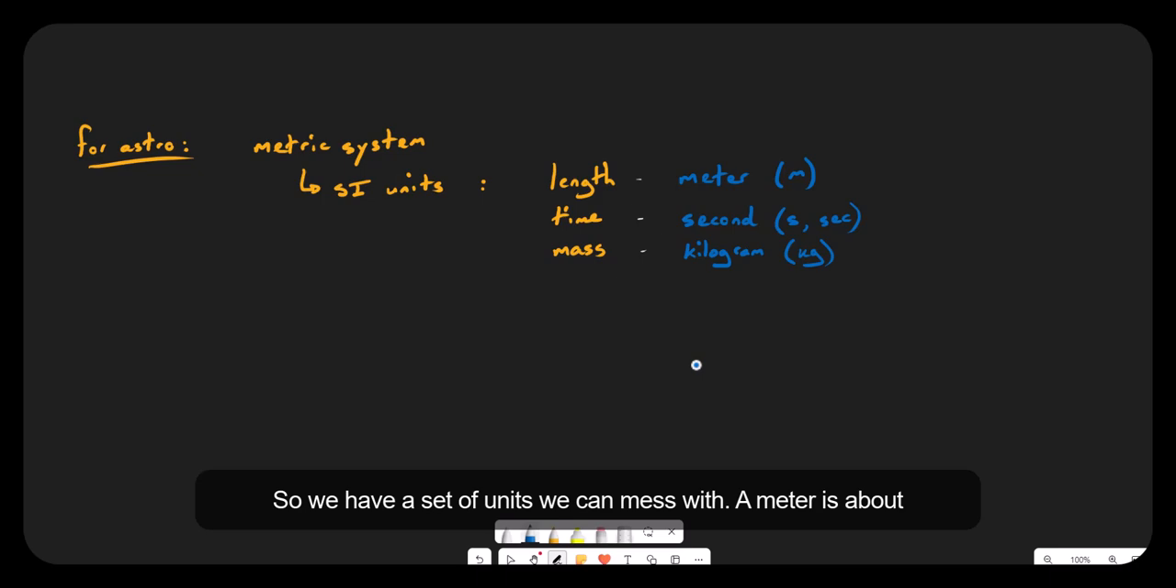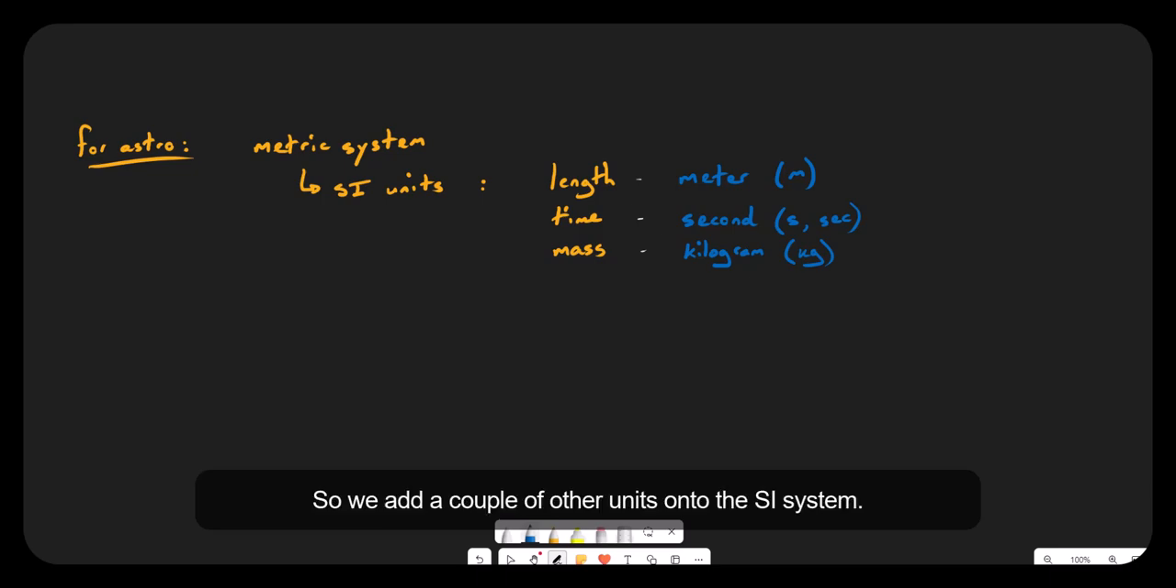A meter is about 3 feet, a little bit more. Think yardstick, or think almost half of your wingspan, right? This is a good unit of measure, except when we're dealing with astronomy, that's probably going to be a little bit smaller than what we need. So when we deal with numbers in meters in astronomy, we are probably going to be dealing with millions or billions or trillions of meters.